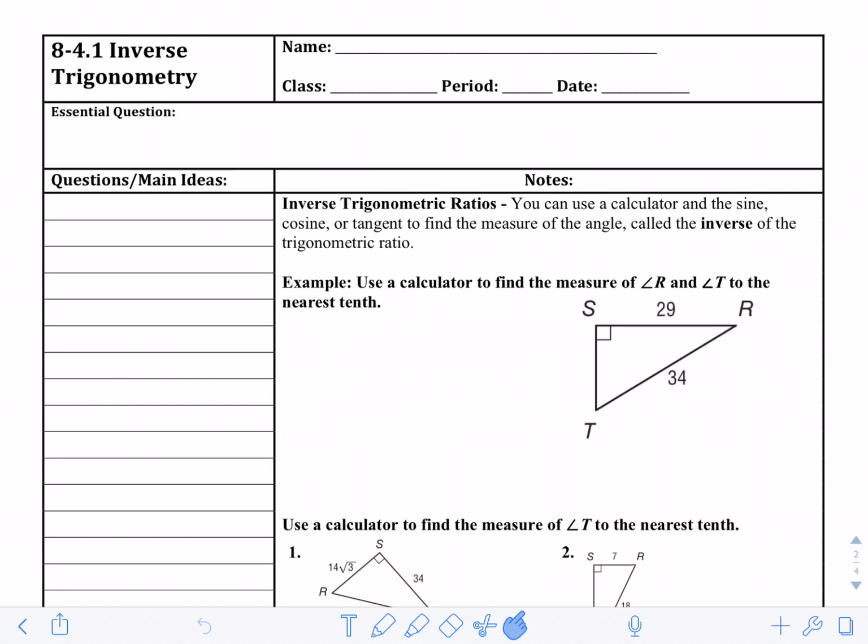Okay, this is your 8-4.1 notes. So this is your inverse trig. What this means is that you are given at least two sides of your triangle and you want to find an angle. It says on here you can use a calculator and the sine, cosine, or tangent to find the measure of the angle, called the inverse of the trig ratio.